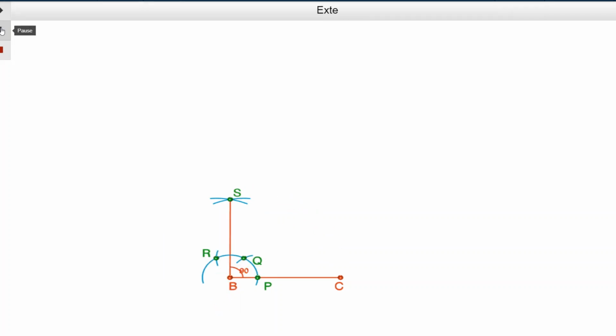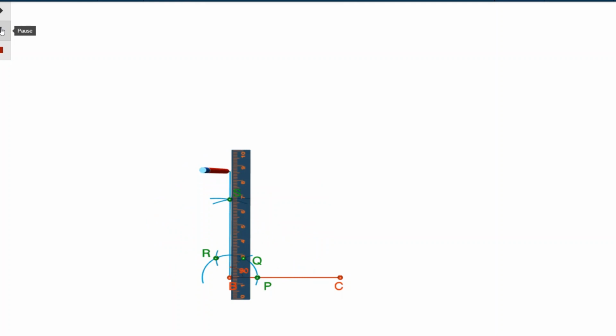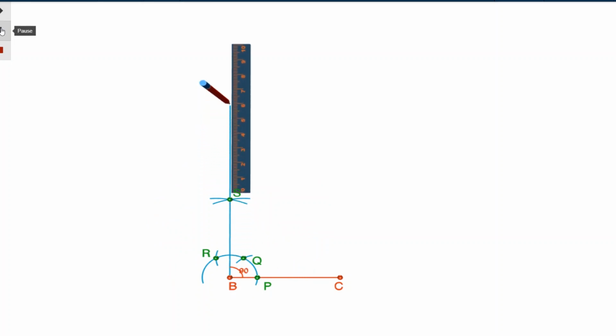60 plus 30 is 90 degrees. So we have made angle SBC equal to 90 degrees, or we can say angle B equals 90 degrees. Now extend BS to any point X, to any length.